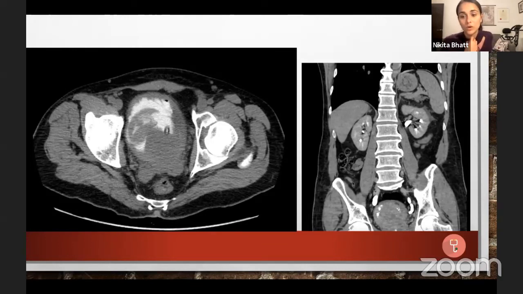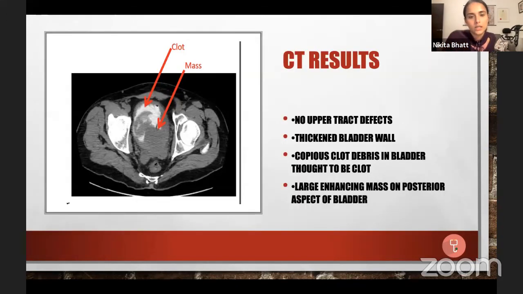So his kidneys are not obstructed. He doesn't have any hydronephrosis, but he does have clots, like you quite rightly said. And there is a sort of a mass in the posterior wall of the bladder. Everybody appreciate that. And his bladder wall is thickened, and that's not something unusual that you see in people who have an outflow obstruction to their bladder.